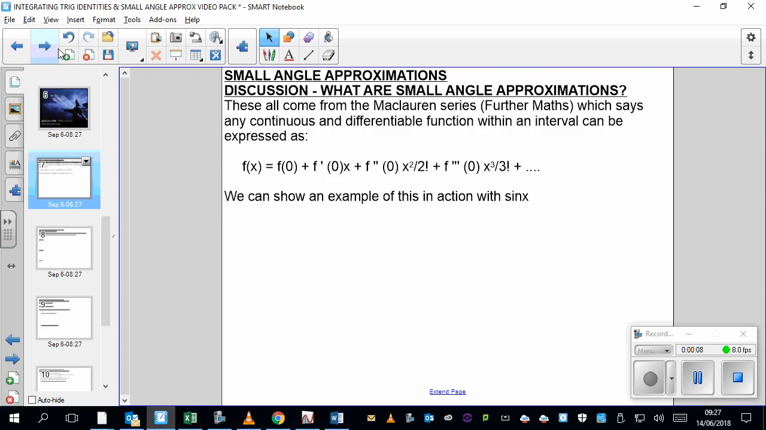Okay, folks, so this thing, small angular approximations, this is something I really like because it links with further maths. Now, if you do further maths AS, you may know about the Maclaurin series, and this is a link to the Maclaurin series. So what we're talking about is this idea of small angular approximations. Essentially what I'm getting at is that sin x, cos x, and tan x, and sec squared, and all these kind of things, any function can be approximated, written a different way, as essentially a polynomial.